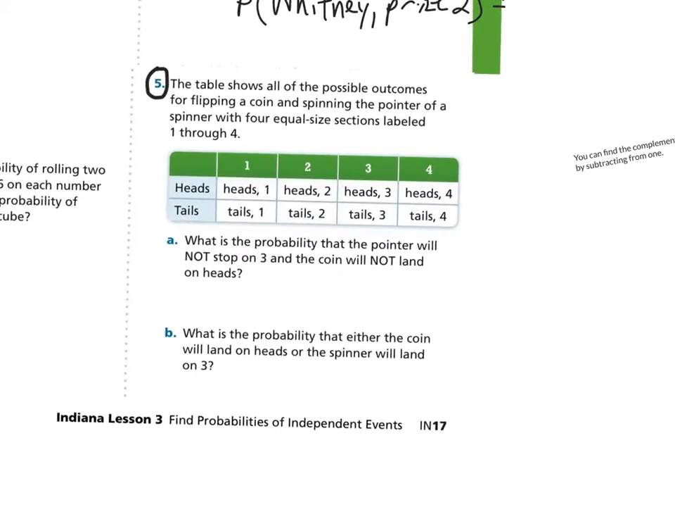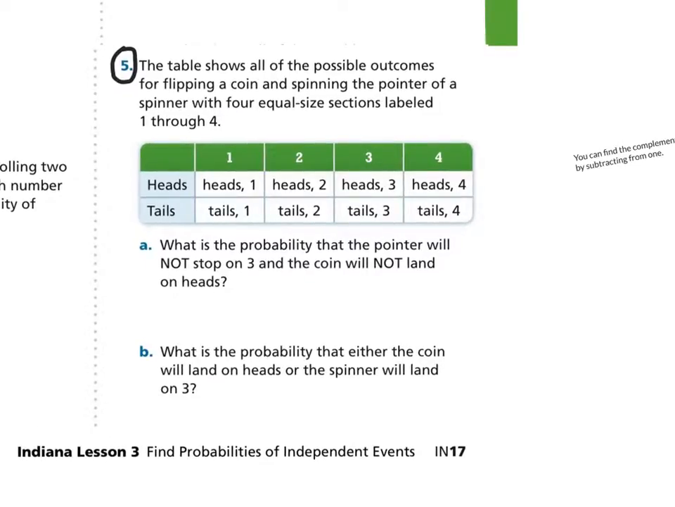If we look at number 5, the table shows all the possible outcomes for flipping a coin and spinning the pointer of a spinner with 4 equal sized sections labeled 1 through 4. And that table really sums it up nicely for us. What is the probability the pointer will not stop on 3 and the coin will not land on heads?